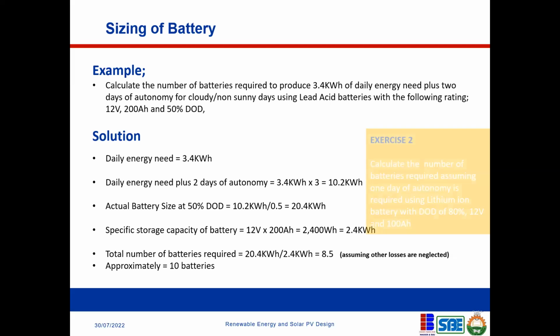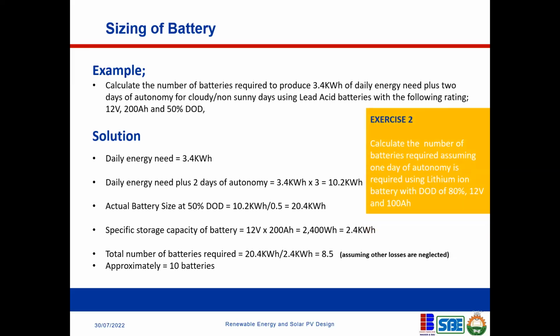Okay. So here is an example and exercise for us to try. It says: calculate the number of batteries required, assuming 1 day of autonomy. Remember, in our example, we used 2 days of autonomy, but assuming 1 day of autonomy is required, using a lithium-ion battery with a depth of discharge of 80%. Now the battery is 12 volts and the amp hour is 100. Use the same example that we have on the screen to calculate for this exercise. And let us see what we have.